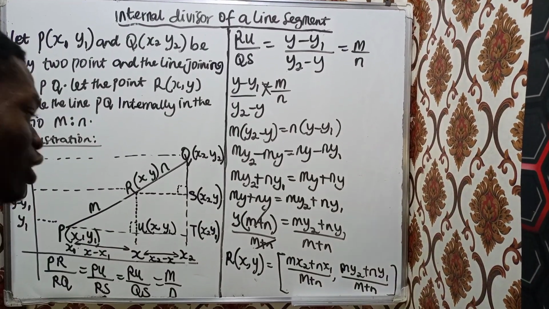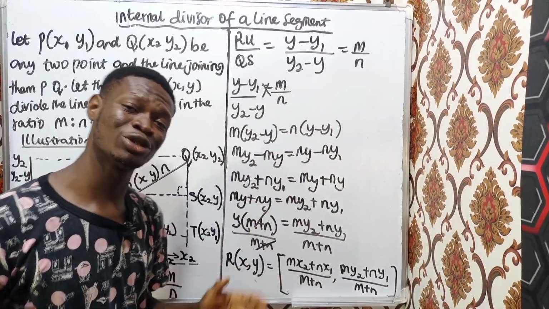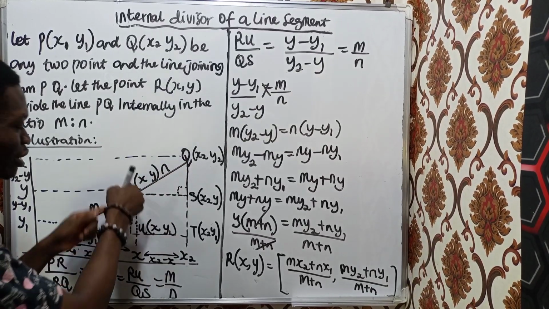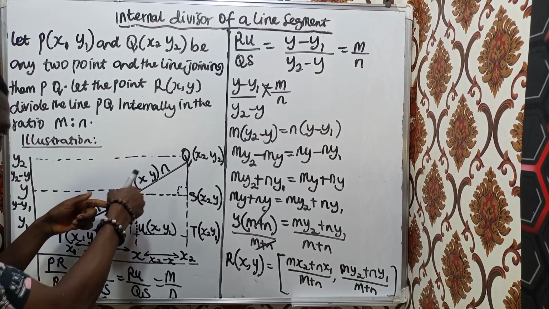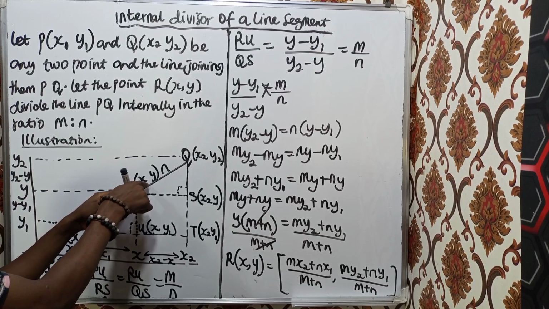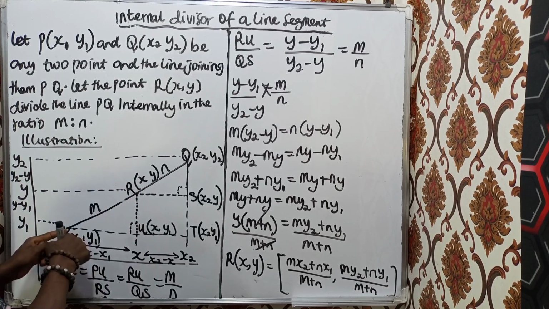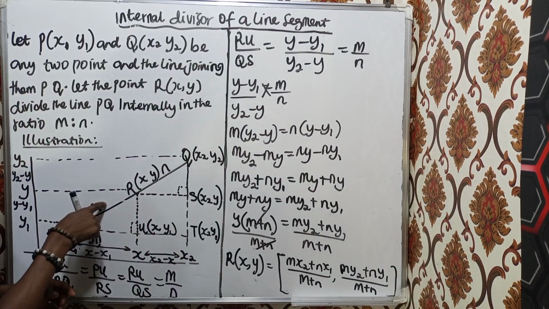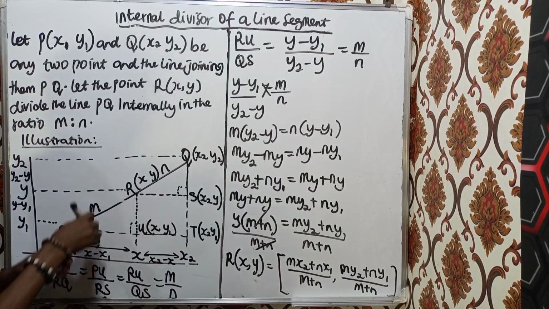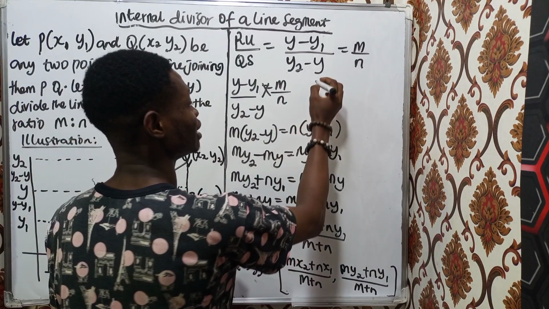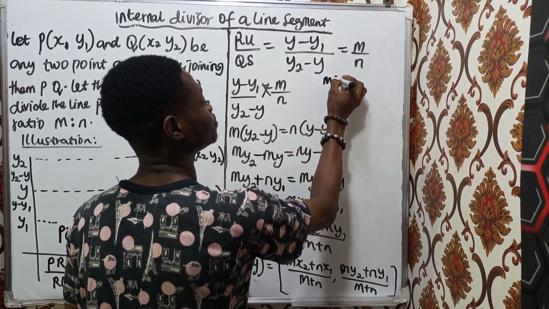I forgot to tell you something. In a special case whereby this internal divisor divides this line segment PQ at the center, therefore R(x, y) becomes the midpoint of the line PQ when it divides it at the center. That means that m will now be equal to n. So it will be the ratio n to n, that's 1 is to 1.